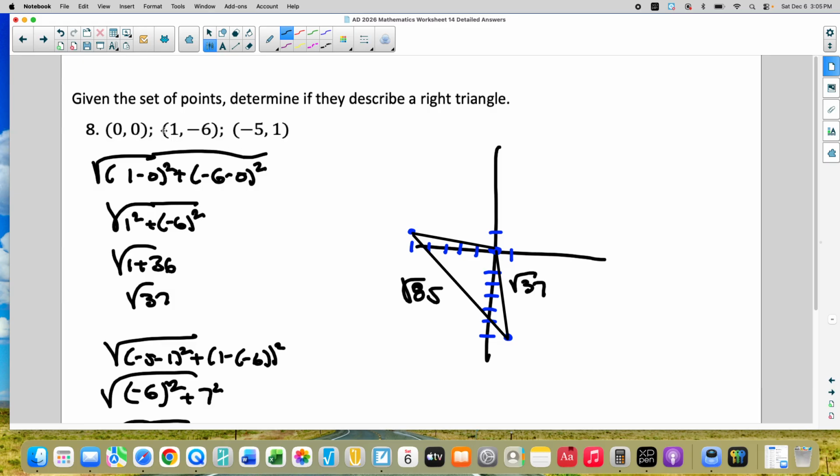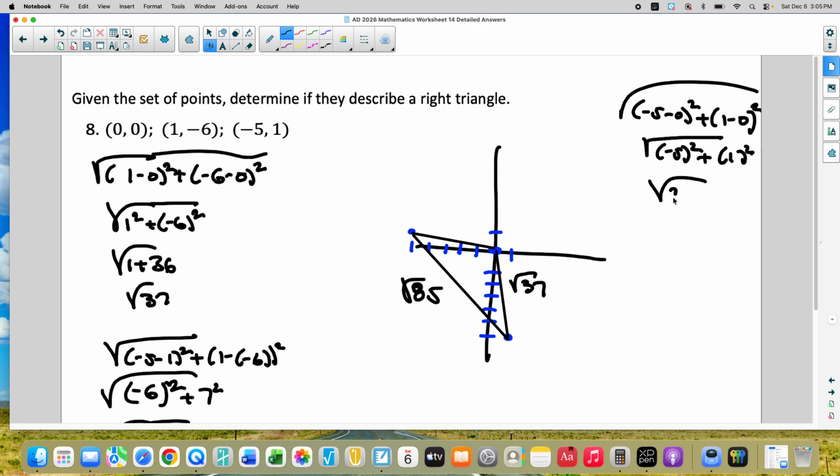And then to find the other one, we'll go here. So that is going to be the square root of negative 5 minus 0 quantity squared plus 1 minus 0 quantity squared. So that ends up being negative 5 squared plus 1 squared, which is 25 plus 1, which is rad 26. So this distance is rad 26.